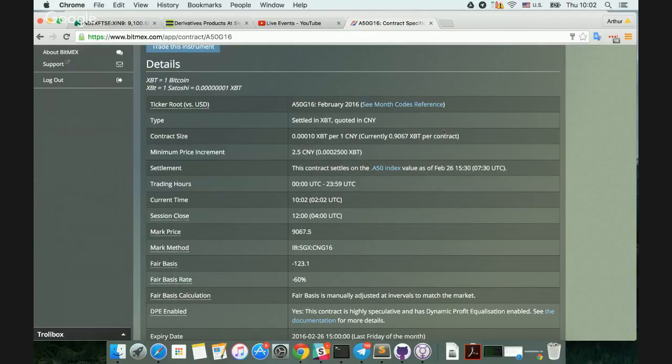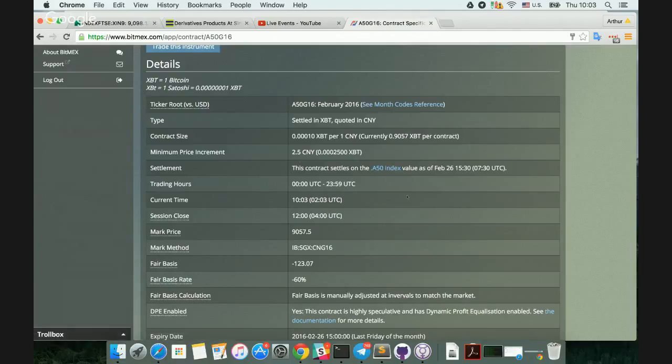And so what you see here is a contract size of 0.0001 Bitcoin per 1 CNY. So if you want to get the value of the futures contract, you take that Bitcoin multiplier multiplied by the current price. And as we see here, it's currently worth about 0.9 Bitcoin per contract. Now, when you're trading this contract, you're going to be inputting a CNY amount. And we have a minimum price increment, which is 2.5 CNY.